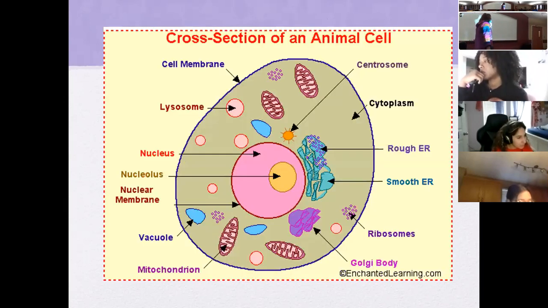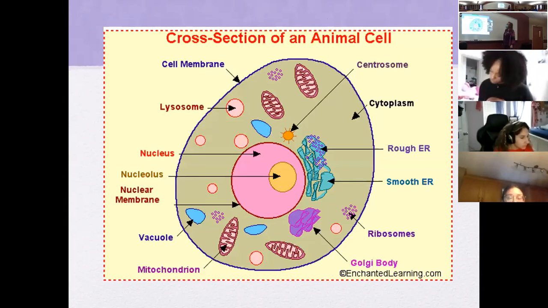Here was the cross-section of the cell. We're going to be going over each of these little components in the next section. Probably start that tomorrow. This is all of our parts of the cell. It really is insanely complex.